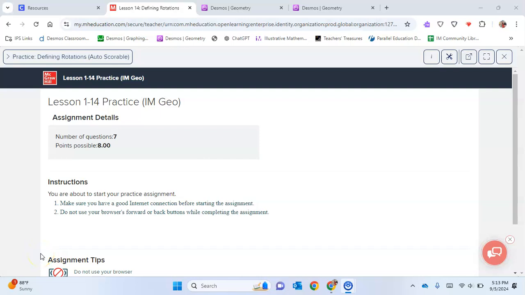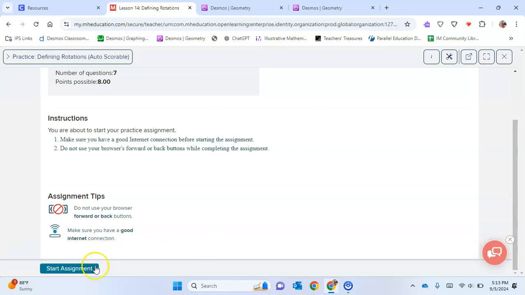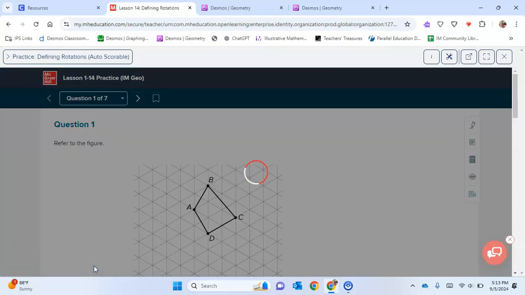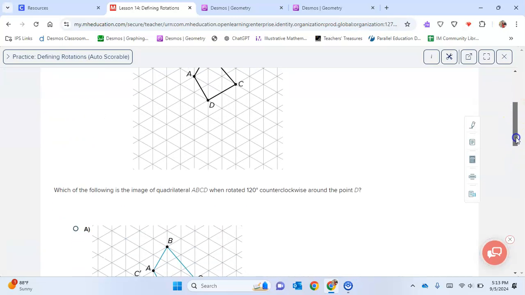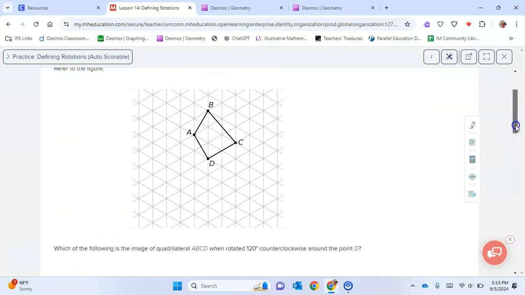Lesson 1-14 Practice Defining Rotations. Question 1. Refer to the figure. Which of the following is an image of quadrilateral ABCD when rotated 120 degrees counterclockwise around the point D?